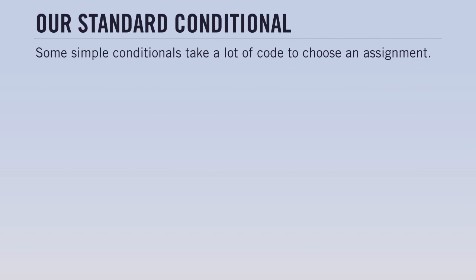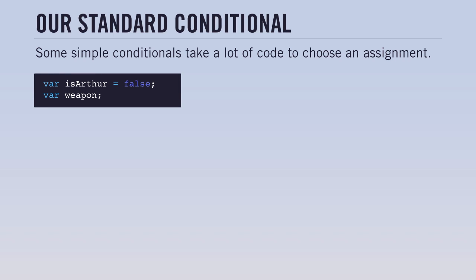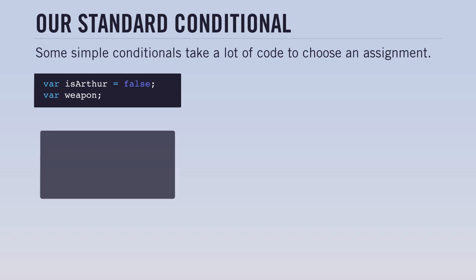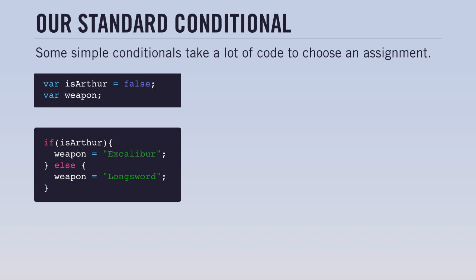The first thing we'll do here to set up our conditional block is to declare a variable called isArthur, and we're going to set that equal to false. Next, we'll declare a weapon variable. Then in our conditional block, we'll say if isArthur, we're going to assign that weapon variable to be Excalibur. Otherwise, if it's not Arthur, then we're going to assign longsword to that weapon variable.